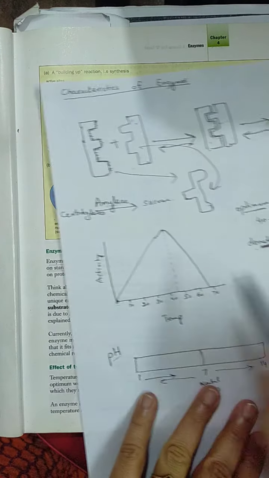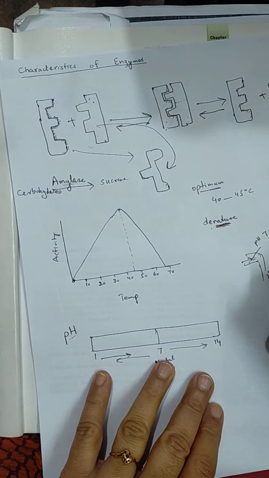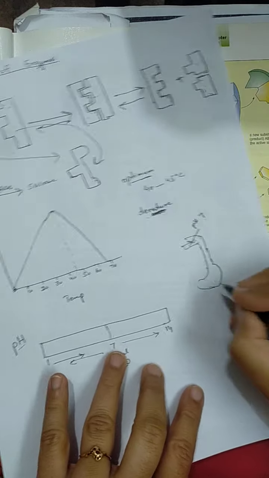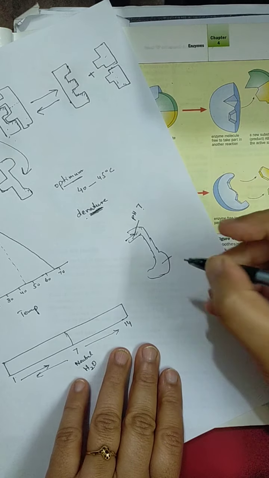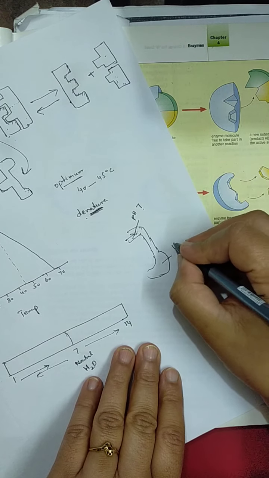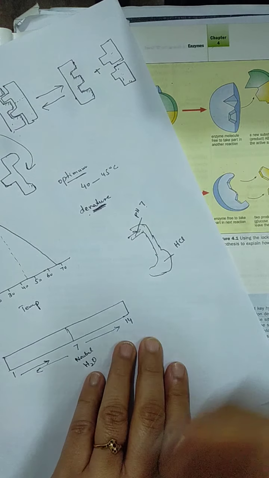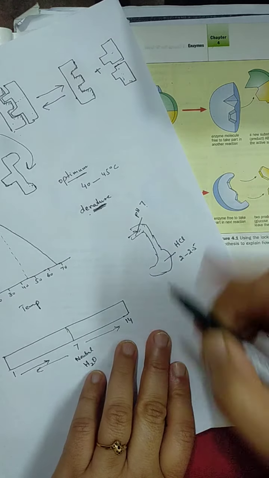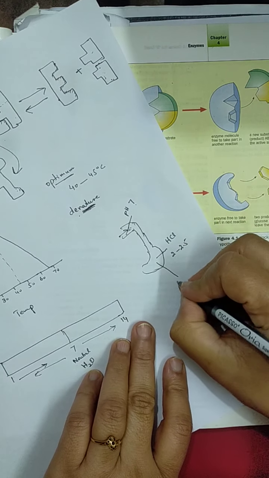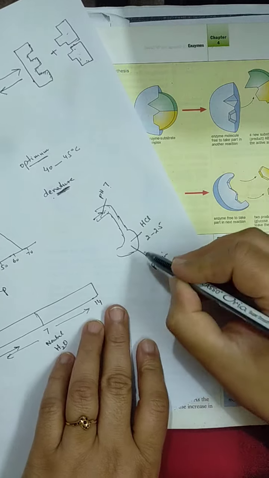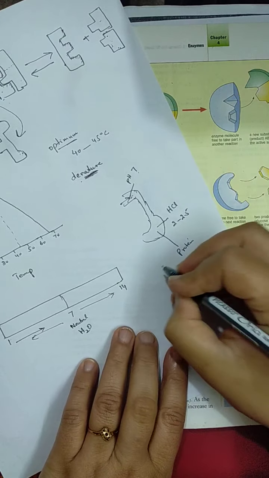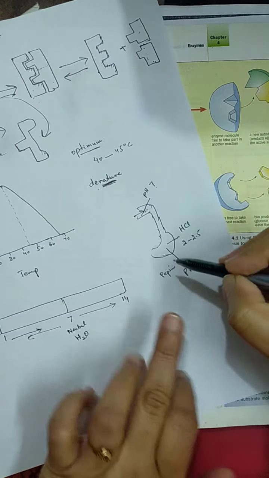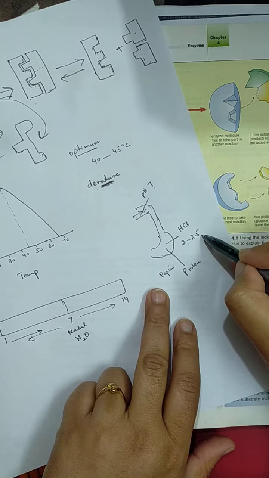Amylase works best at pH 7. Okay, when food goes into the stomach, what happens in the stomach? In the stomach, you already know an acid is released called hydrochloric acid, and the pH in the stomach is 2 to 2.5, and here the digestion of protein takes place. This digestion of protein is done by an enzyme called pepsin. So pepsin works best at pH 2 to 2.5.